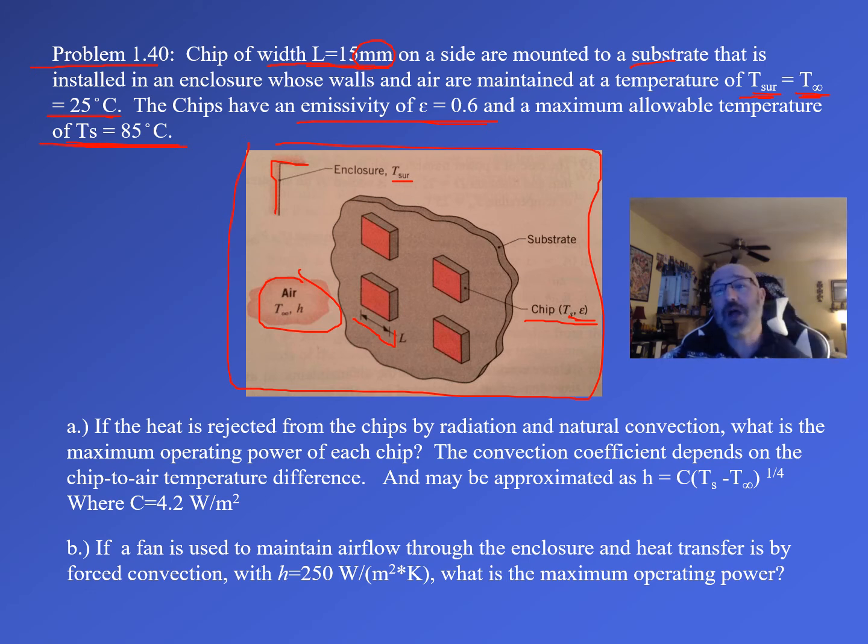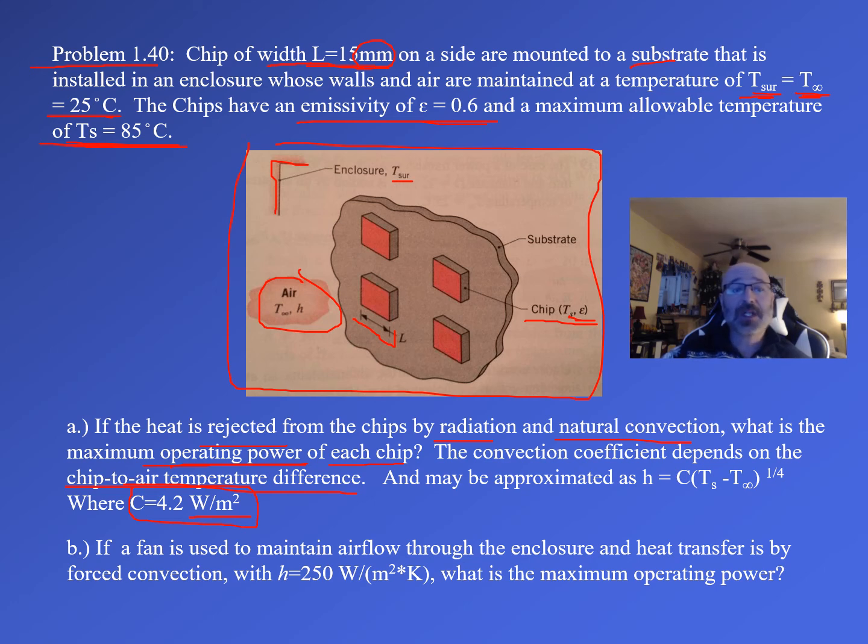Now, there's two parts to the problem that they want us to solve. They tell us if the heat is rejected from the chips by radiation and natural convection, what is the maximum operating power? So that's what we're looking for, the maximum operating power of each chip. The convection coefficient depends on the chip to air temperature difference, which can be approximated as H equal to C times T sub S minus T infinity, all to the 1/4 power, where they give us our C value for that relationship as 4.2 in units of watts per meter squared. So that's part A.